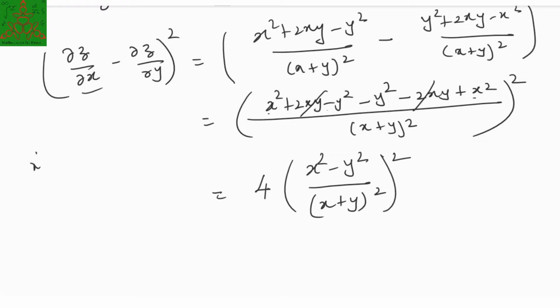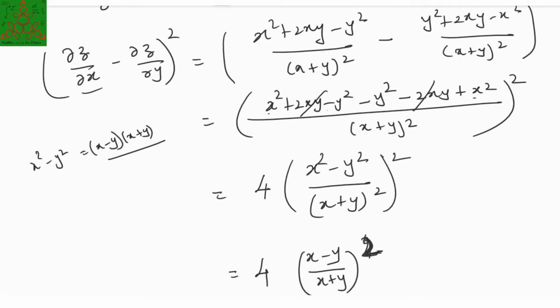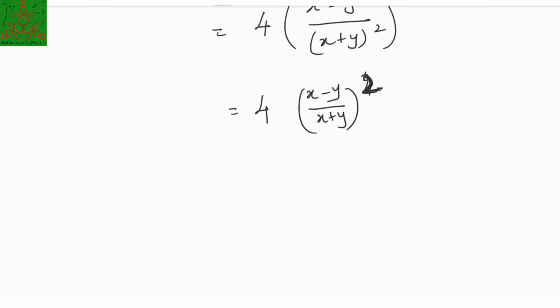And you know that x² − y² will factor out as (x − y)(x + y). If you substitute that value here, the one (x + y) is cancelled out, so you will have (x − y)/(x + y) whole square. So that is the answer for the LHS. Now let us see what is the RHS. So what was the RHS?